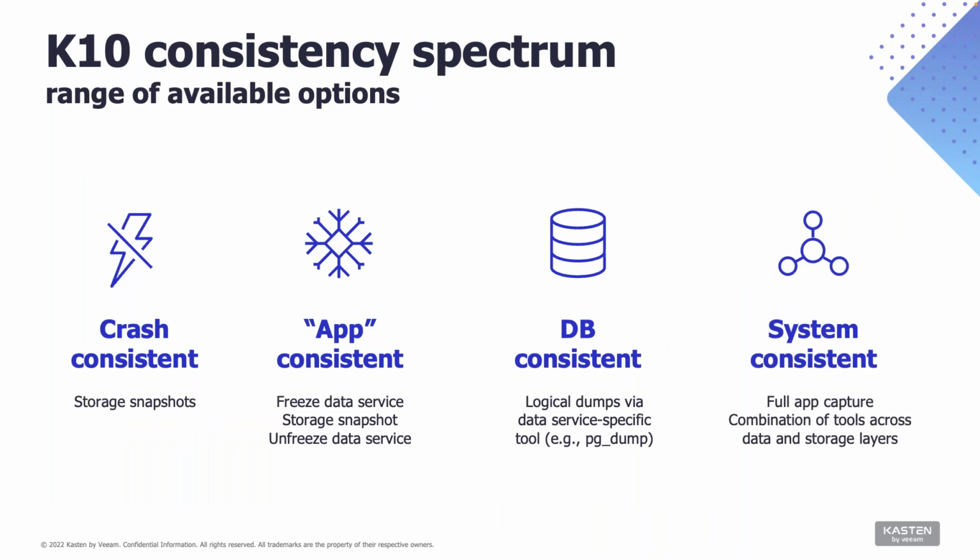When you're using Kasten to do backup, as I just mentioned, the first approach is snapshots. This will be crash consistent, all right? And then for those stateful containers, we allow you to inject the blueprint so you can make this application consistent. Application consistent means it will freeze the data services, and then it will perform the snapshot. Once it's done that, it will unfreeze the data services, right?